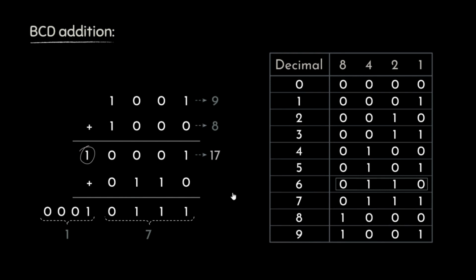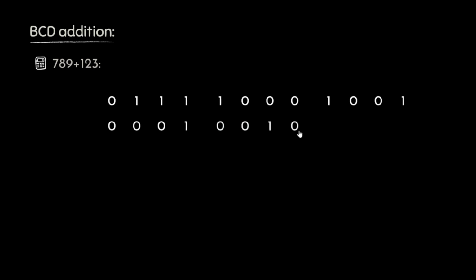Now so far we have been observing the addition of single-digit decimals in terms of BCD. Let's now perform the addition of 789 and 123 in terms of BCD. Let's encode 789 first. So 7's BCD is 0111. Coming to 8, the BCD encoding is 1000. Now the encoding of 9 in BCD is 1001. Coming to 123, the encoding of 1 in BCD is 0001. For 2, it is 0010. And finally, for 3, it is 0011.